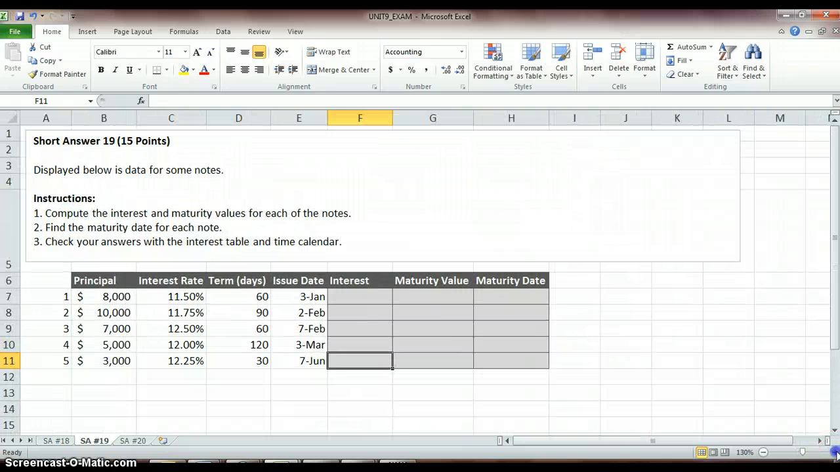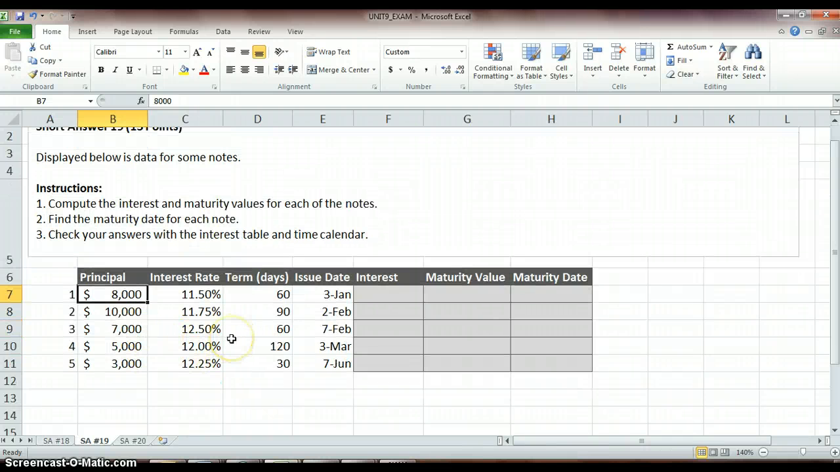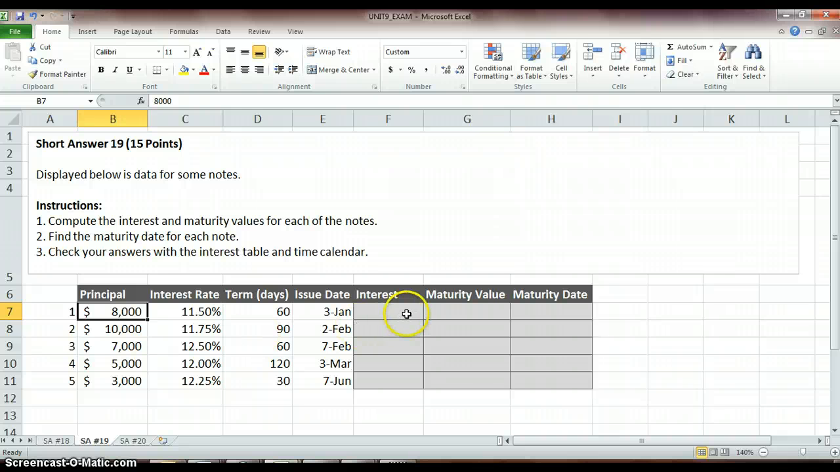Number 19, we're doing another one of those problems finding the interest, the maturity value, and the maturity date for these notes payable and notes receivable. Again, you should refer back to your old assignment that has the formula for how to calculate your interest and your maturity value, and also your maturity date. Don't be afraid to refer back to those old assignments to jog your memory on how to work those equations.